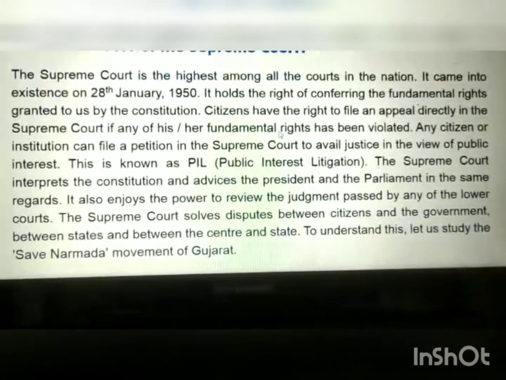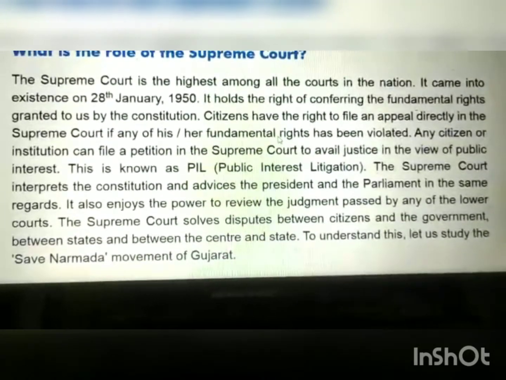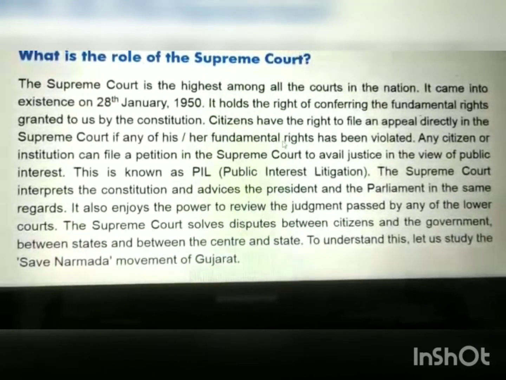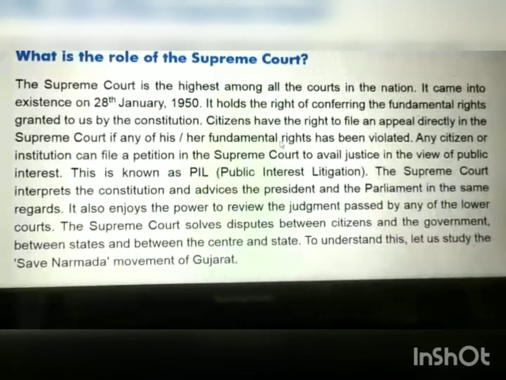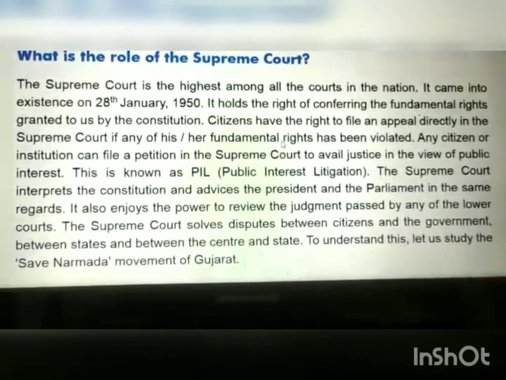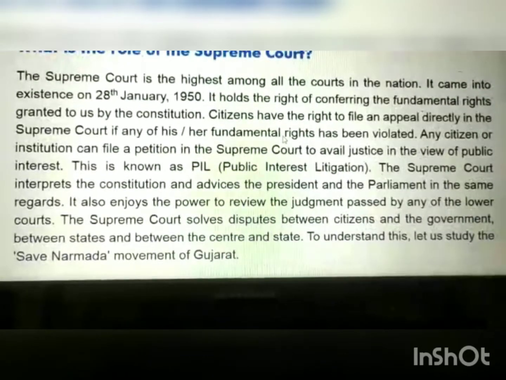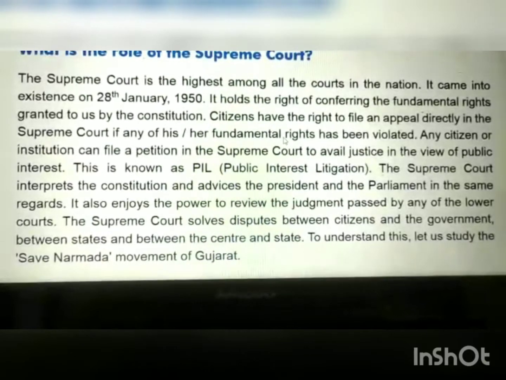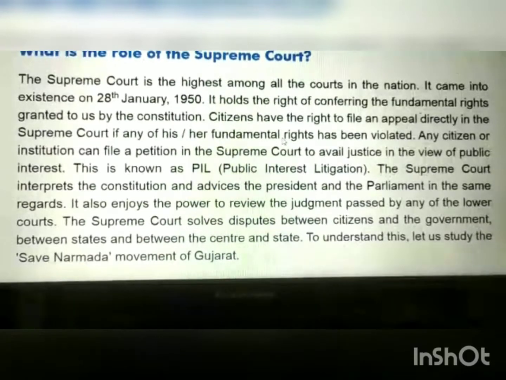The Supreme Court explains the Constitution. It knows everything about the laws of the country, and so it gives advice to the President and the Parliament in regards to our Constitution. It also enjoys the power to review the judgment passed by any of the lower courts. If anyone has not got justice in the lower courts, the Supreme Court will review the judgment and pass another verdict for the same case.